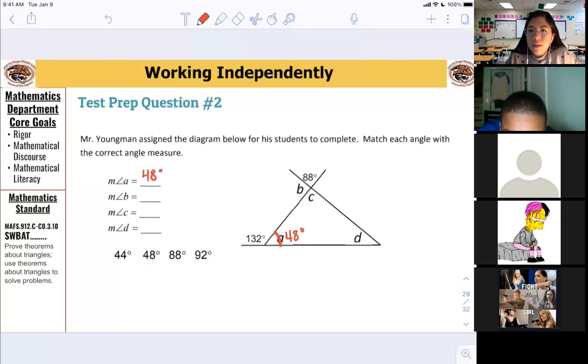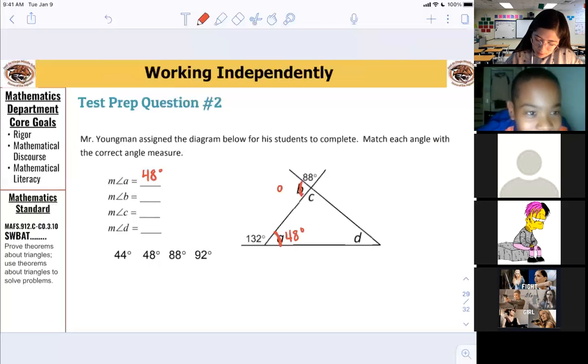Who would like to go for number 2, angle B? Daniel, go ahead. B is 92. How'd you get that? So I got 180, I subtracted 88, and I got 92. Nice, perfect. That one was not bad.